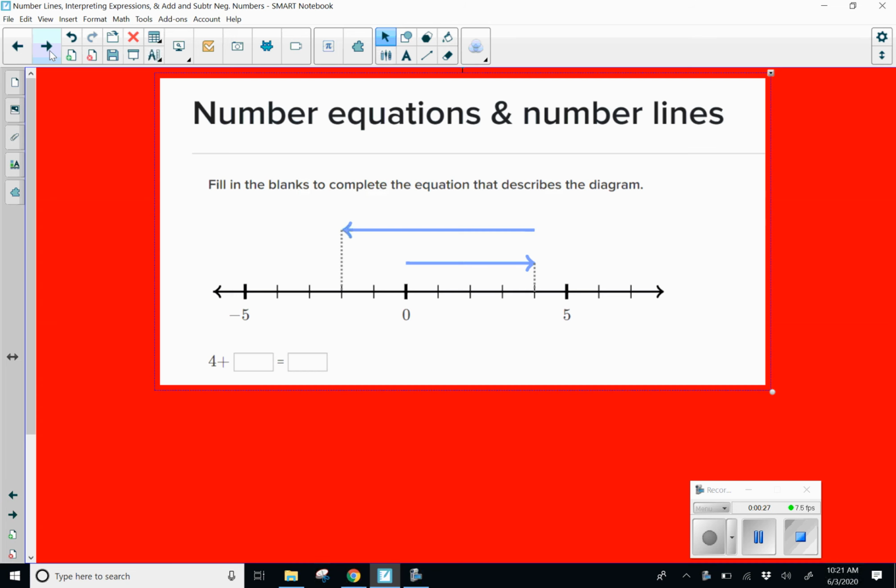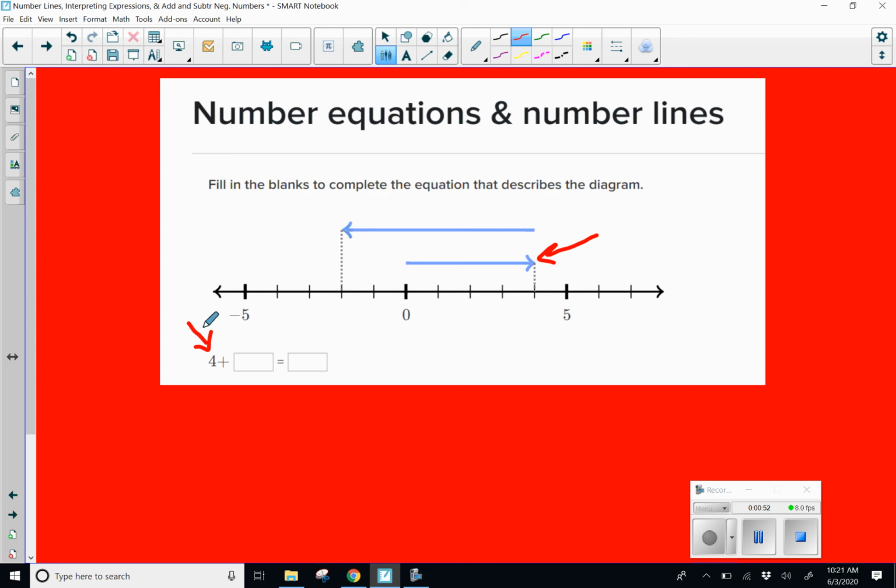We already did a little bit with the number lines in the last lesson. Here we're going to have to fill in some blanks. So as we know, this arrow that's closest to our number line will always represent the first number in our problem, or the first integer. As you can see, it's starting at 0 and going to a positive 4, hence why we have a positive 4 as our first number.